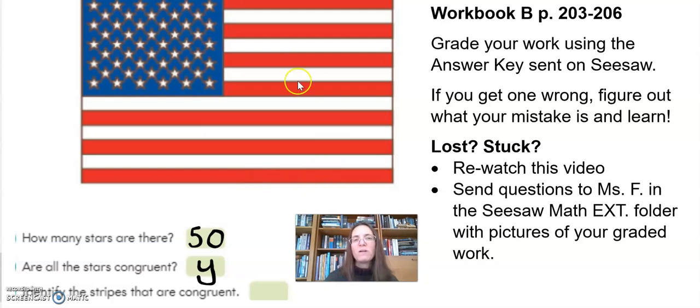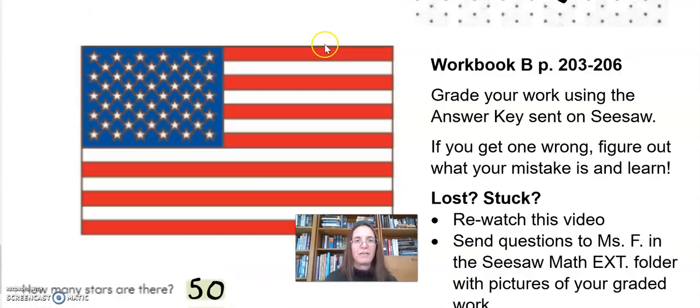Now, what about the stripes? It says identify the ones that are congruent, and I'm going to use some color coding here. So I say that this is congruent to this, is congruent to this, is congruent to this, is congruent to this, is congruent to this. All of those have the same size and the same shape. They do not have the same color, but color is not involved with the word congruent.